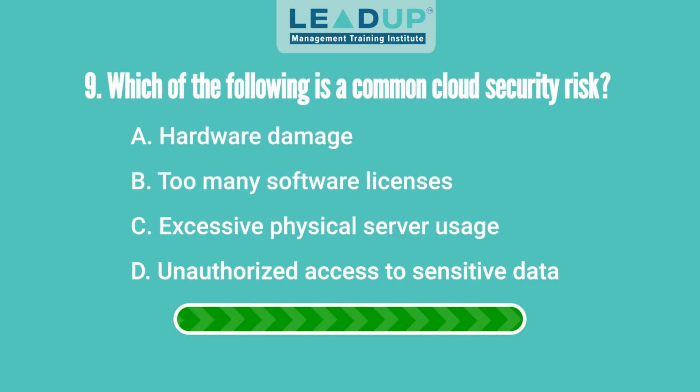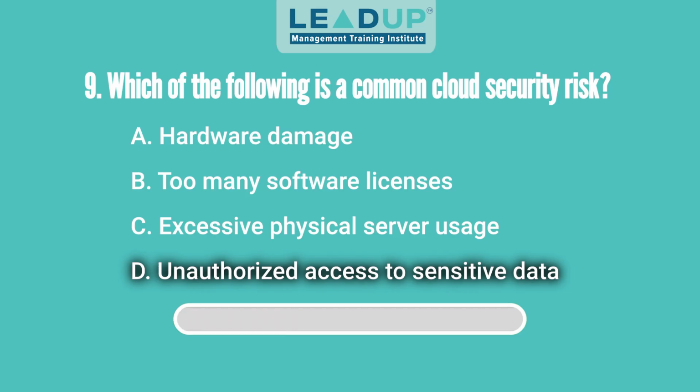Question 9. Which of the following is a common cloud security risk? A. Hardware damage. B. Too many software licenses. C. Excessive physical server usage. And D. Unauthorized access to sensitive data. The answer is unauthorized access to sensitive data.